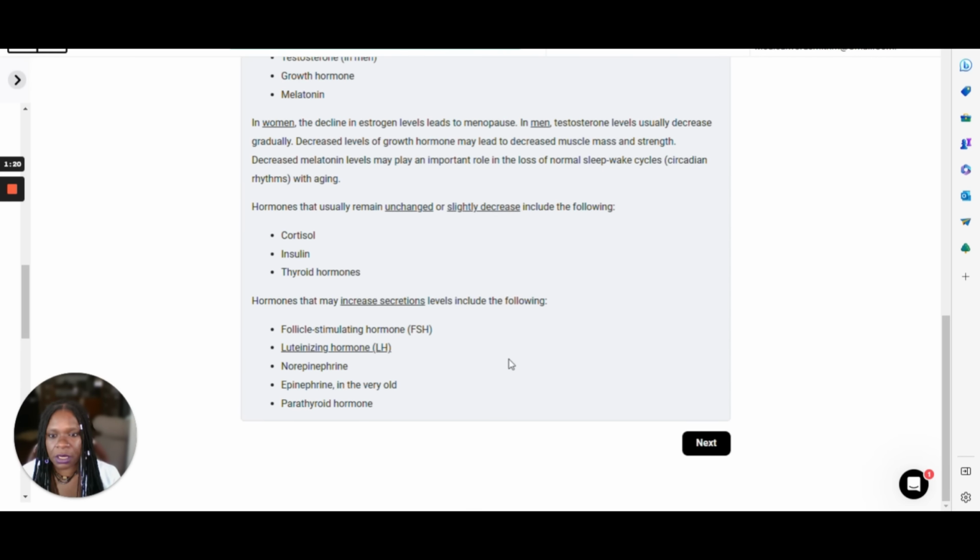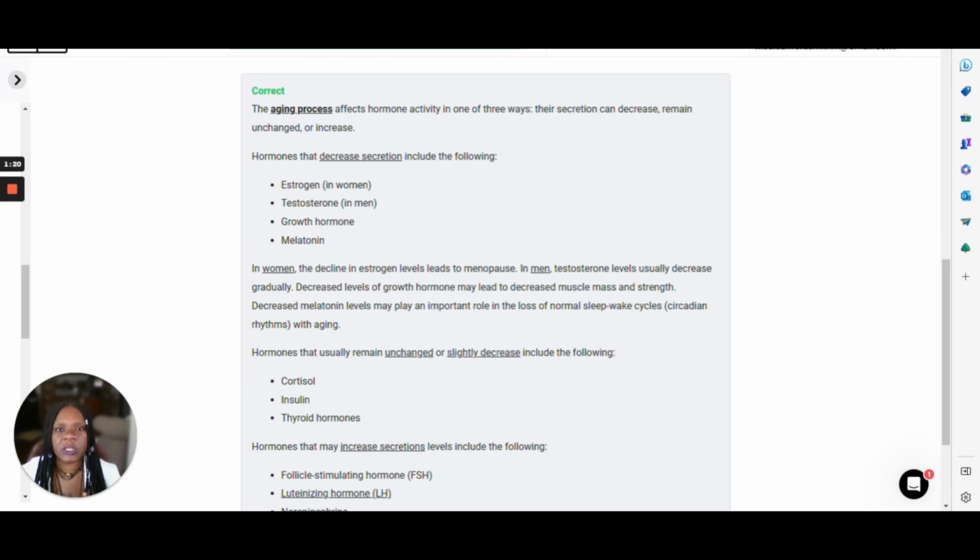So with the aging process, you've got multiple different hormones that go through changes. Hormones that are going to be decreasing as the body ages, for women, it's going to be estrogen. For men, it's going to be testosterone. Growth hormone also decreases, as well as melatonin, which helps people to get good sleep. Now, within the body, we also have different hormones that remain unchanged or decrease slightly. Those include cortisol, insulin, and thyroid hormones.